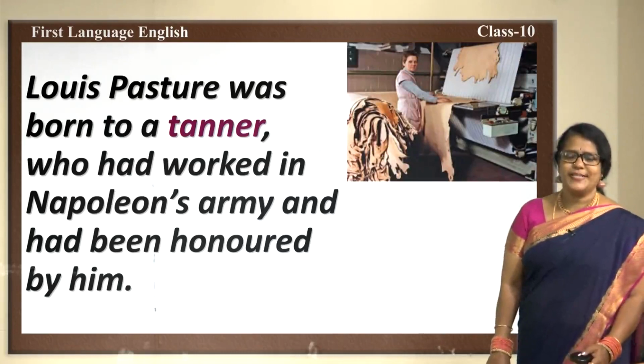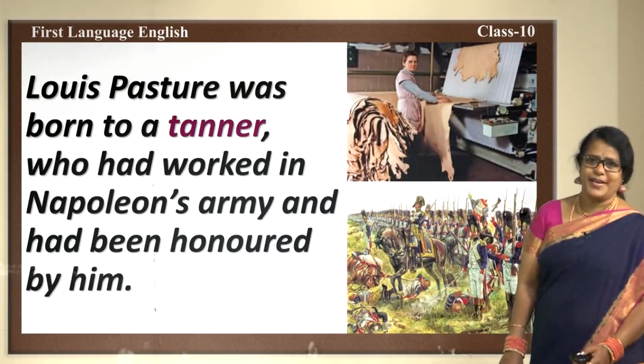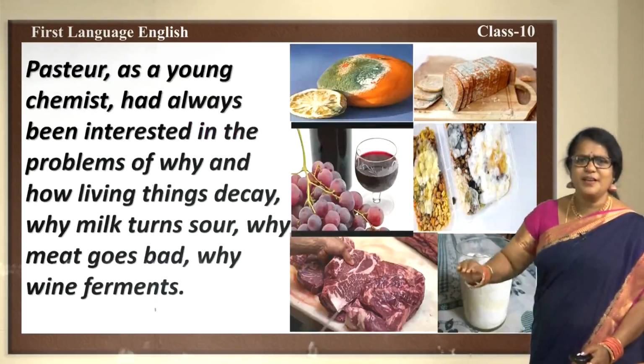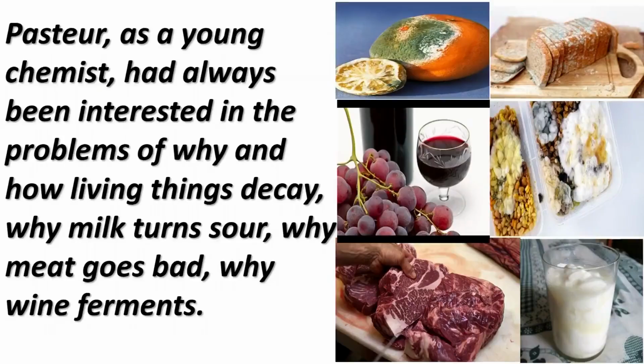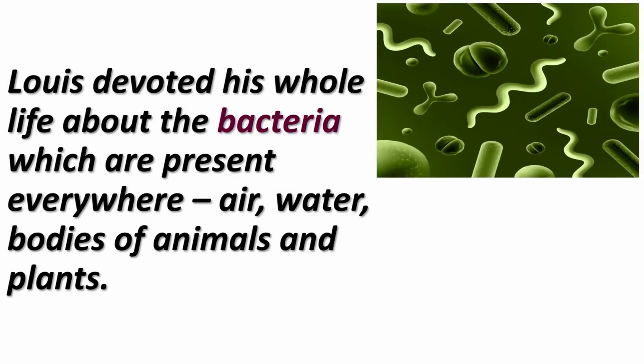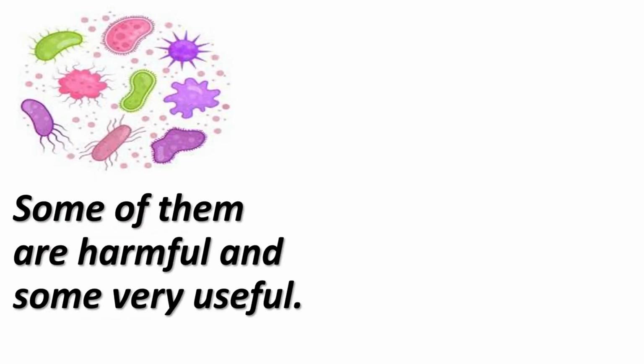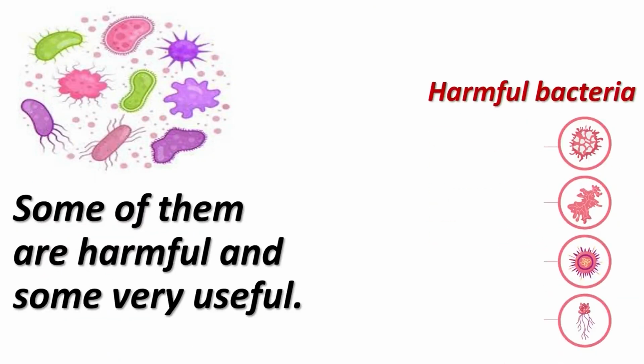Louis Pasteur was born to a tanner who had worked in Napoleon's army and had been honored by him. Pasteur, as a young chemist, had always been interested in the problems of why and how living things decay, why milk turns sour, why meat goes bad, why wine ferments. Louis devoted his whole life to the bacteria which are present everywhere: air, water, bodies of animals and plants. Some of them are harmful and some very useful.